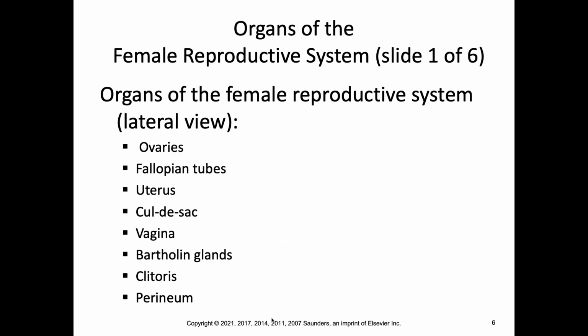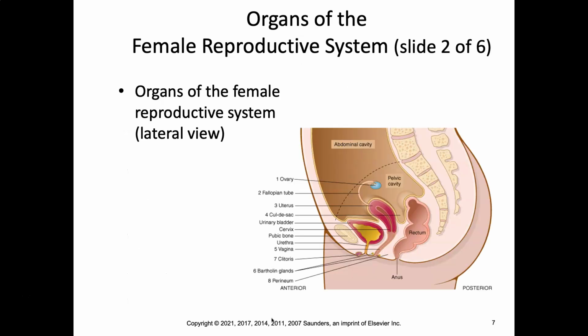Organs of the female reproductive system that we're going to talk about in this chapter: ovaries, fallopian tubes, uterus, cul-de-sac, vagina, Bartholin glands, clitoris, and perineum. And here is a visual so that you can see how all those fit together and where they are in the body. So this is very helpful.